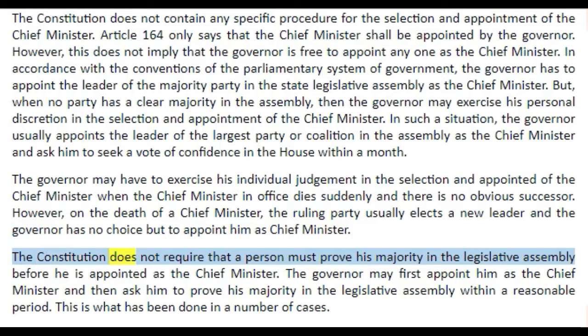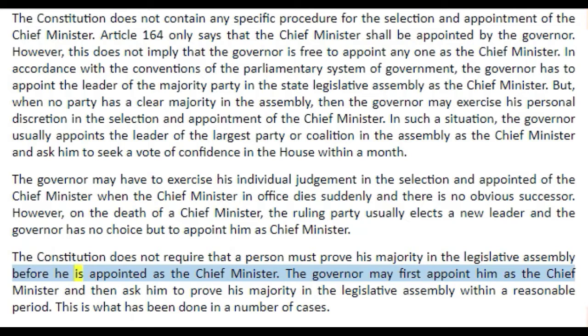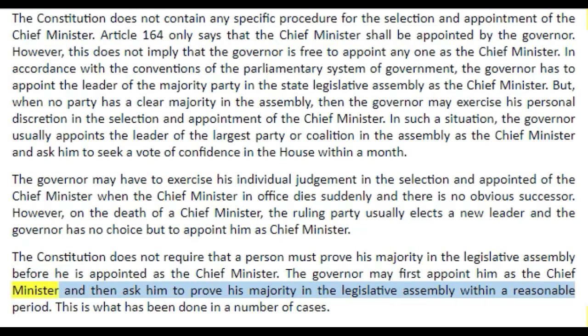The Constitution does not require that a person must prove his majority in the Legislative Assembly before he is appointed as the chief minister. The governor may first appoint him as the chief minister and then ask him to prove his majority in the Legislative Assembly within a reasonable period. This is what has been done in a number of cases.